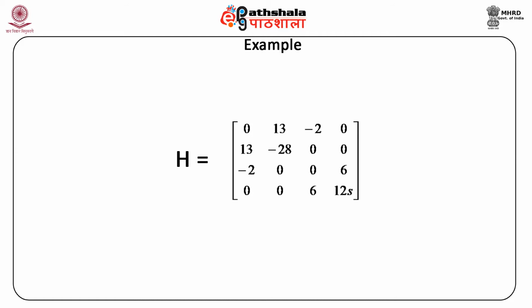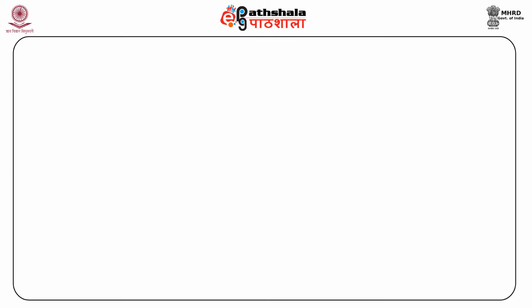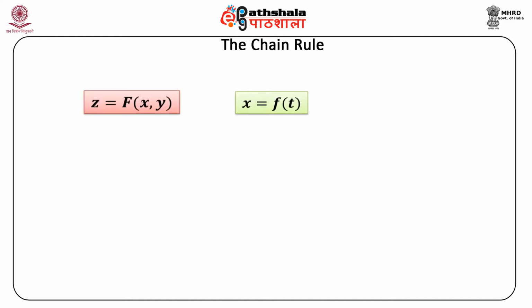It may be noted that the Hessian is symmetric. This verifies Young's theorem for the given function. Next, we will discuss the chain rule. Given z is equal to f of x, y and x is equal to f of t, y is equal to g of t.